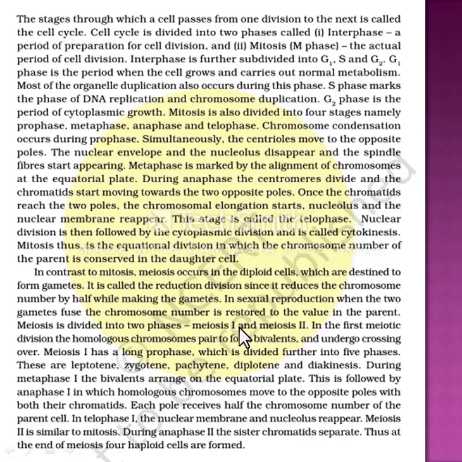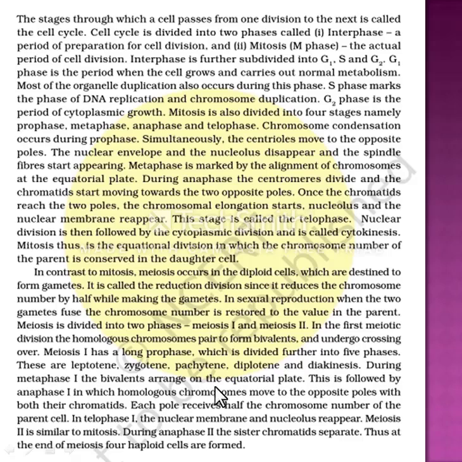Meiosis is divided into two phases, meiosis I and meiosis II. In the first meiotic division, the homologous chromosomes pair to form bivalents, and undergo crossing over. Meiosis I has a long prophase, which is divided further into 5 phases. These are leptotene, zygotene, pachytene, diplotene and diakinesis.